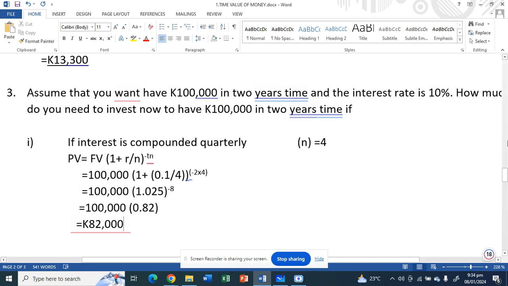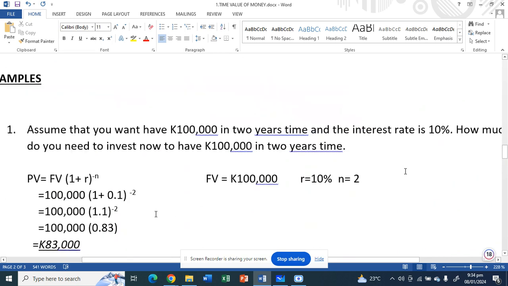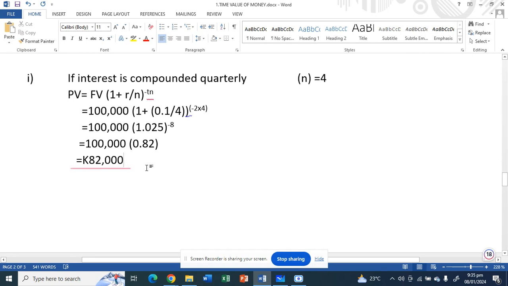And as you can see, you save a 1,000. Remember, when the interest wasn't compounded, you had to deposit an 83,000. Now here it's like you're saving an 82,000. And the further the years go apart, the lesser you need to invest.